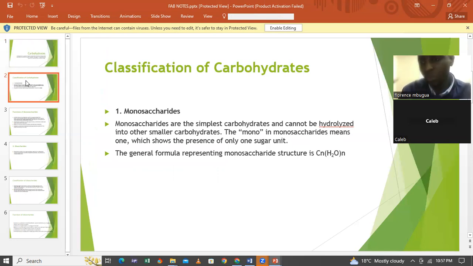Carbohydrates are classified into two, which we have monosaccharides and disaccharides. Mono means one, and these are the simplest carbohydrates which cannot be hydrolyzed into smaller carbohydrates. As I had stated earlier, mono means one, and this shows the presence of only one sugar unit. You can see from my screen the formula and the structure of carbohydrates.